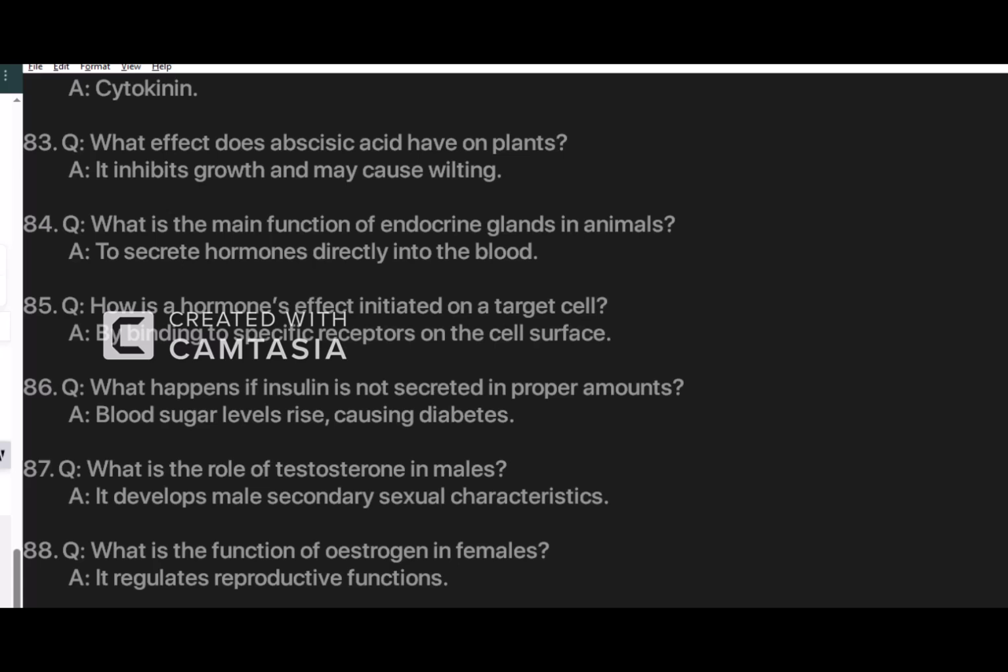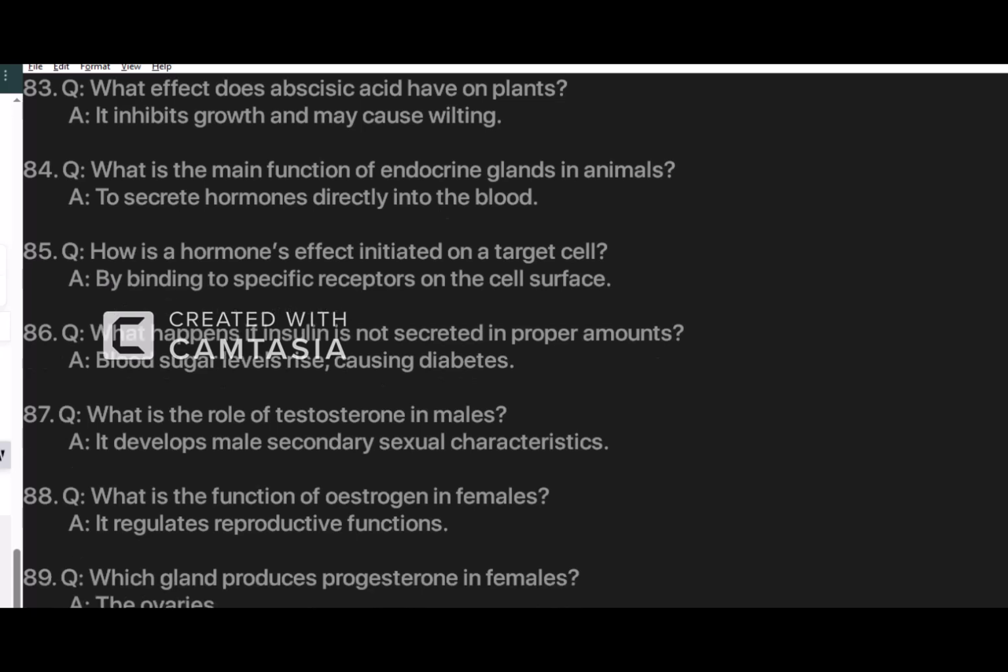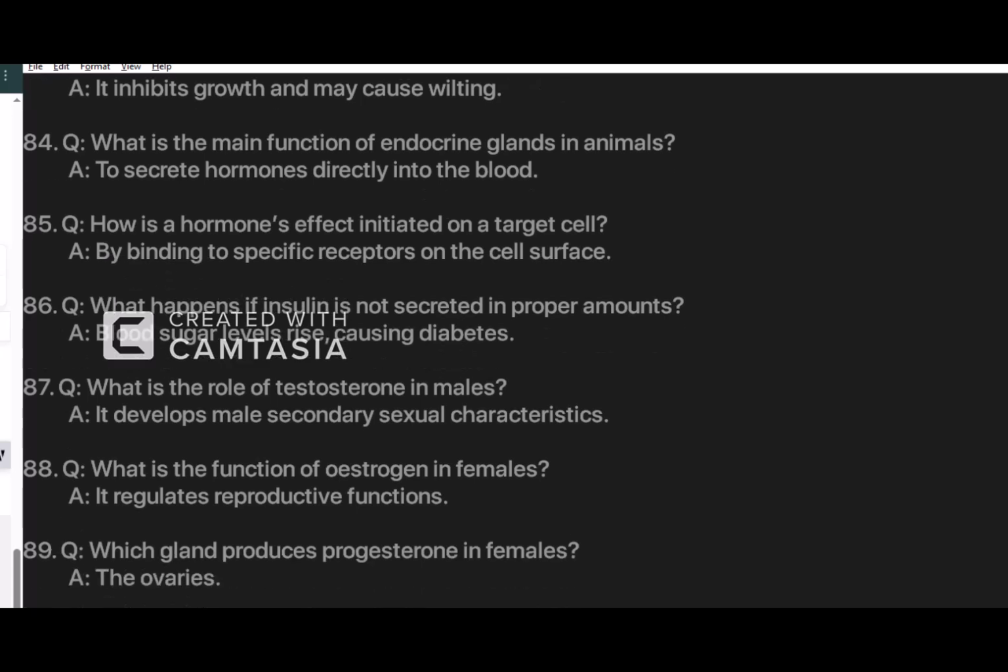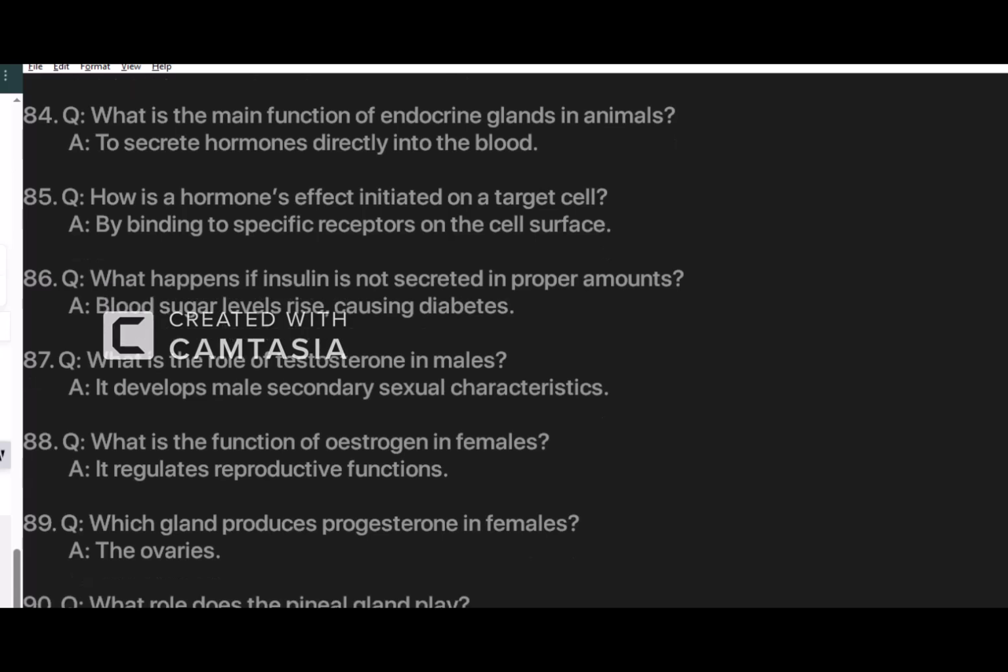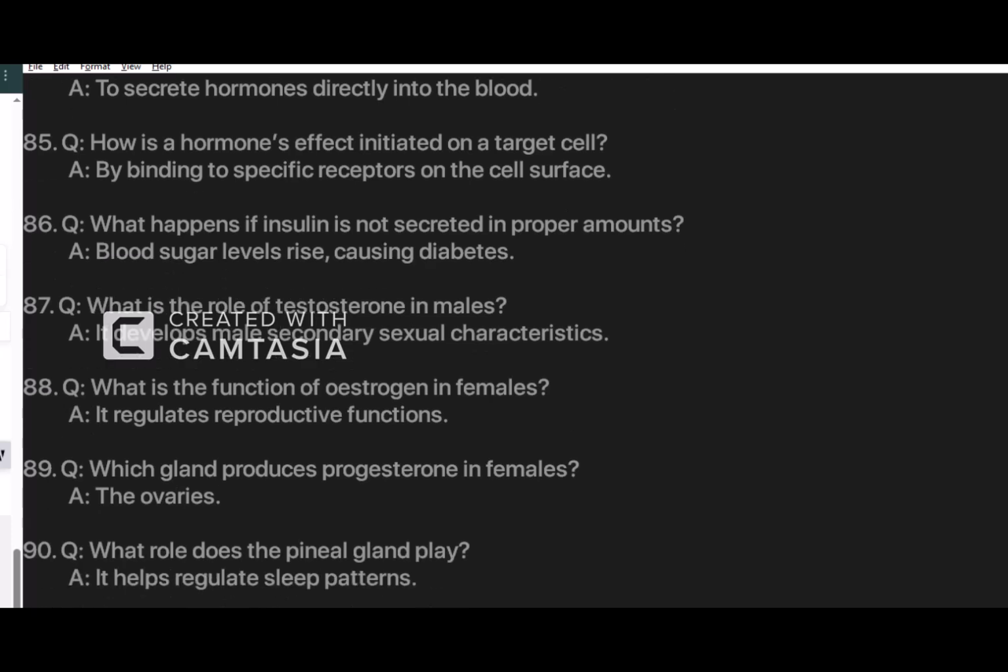88. Q. What is the function of estrogen in females? A. It regulates reproductive functions. 89. Q. Which gland produces progesterone in females? A. The ovaries.